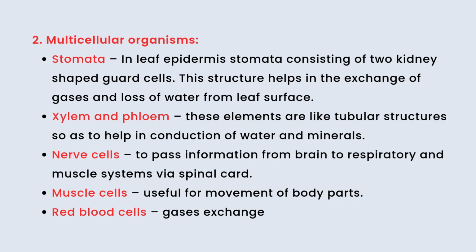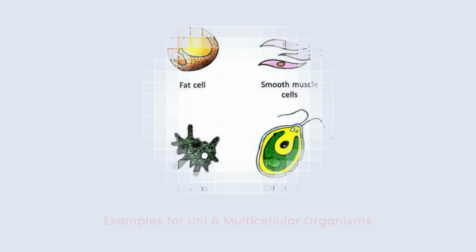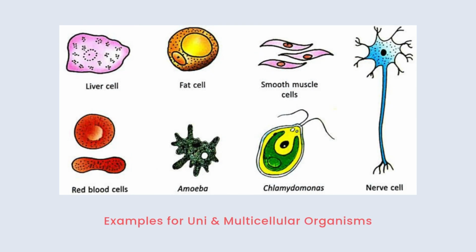Nerve cells, to pass information from brain to respiratory and muscle systems via the spinal cord. Muscle cells. These cells are useful for movement of body parts. And red blood cells. Red blood cells are useful for gas exchange. These are the images of some uni and multicellular organisms.